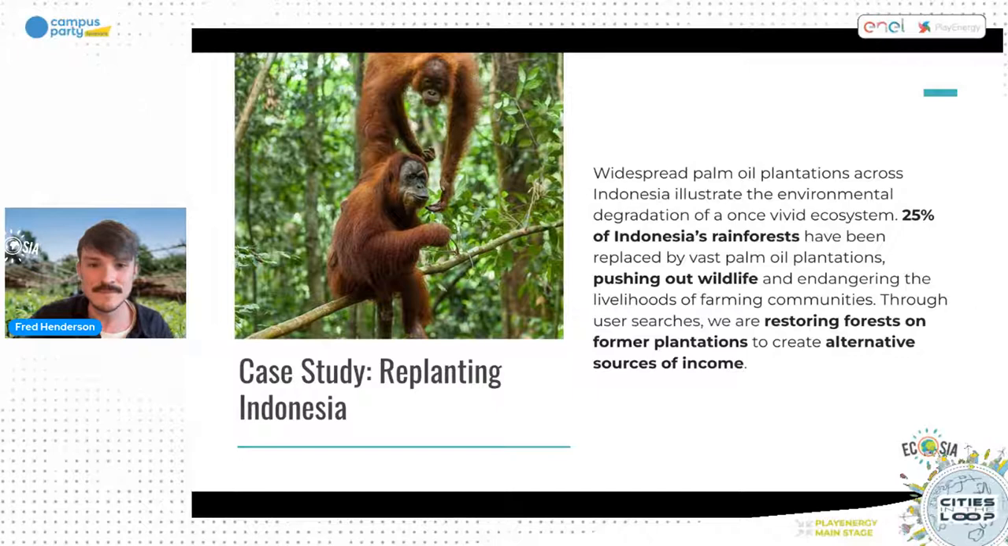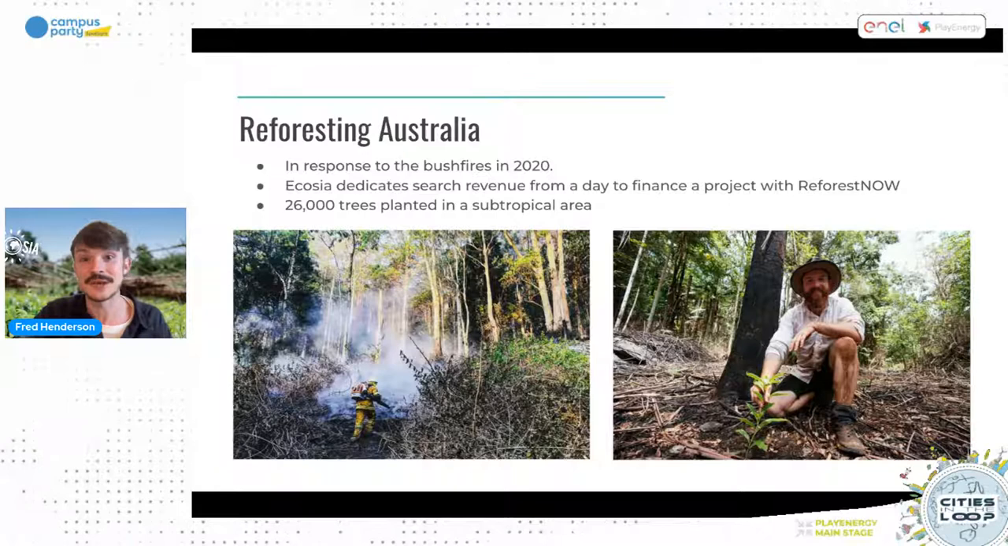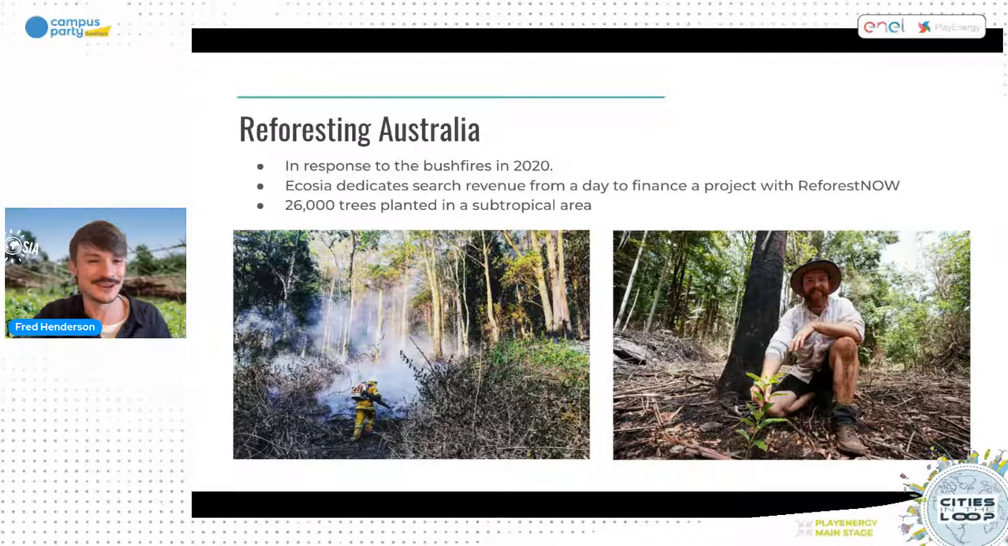And staying in the same region, but just heading a little bit more south, I'm bringing you over to Australia here, where Ecosia started planting trees at the beginning of 2020. So if you can cast your minds back to pre-COVID in 2020, we really thought the worst news would be the bushfires that were tearing through Australia.